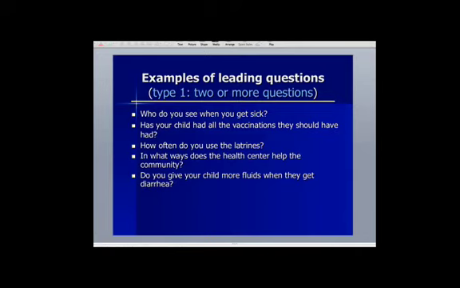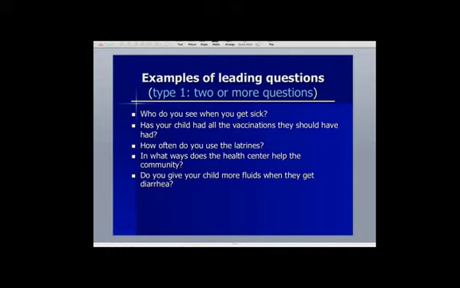So examples of leading questions. Here are ones where two or more questions are within the one question. For example, if I ask you, who do you see when you get sick? The assumption is that you're going to go see somebody when you get sick, but it doesn't necessarily say that. That's actually two questions. Do you go see somebody if you get sick? And who do you go see when you get sick?